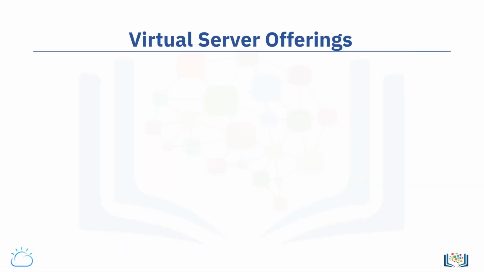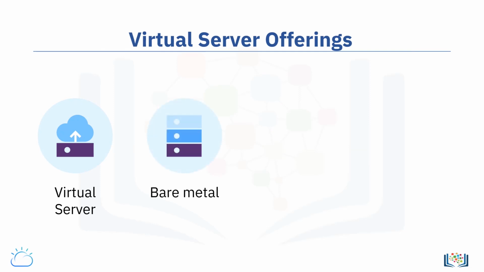IBM Cloud. There are 4 types of virtual server offerings on IBM Cloud. The first is the virtual server service. This is your usual virtual machine type service that offers a range of operating system and configurable RAM and processing power to fit your use case.